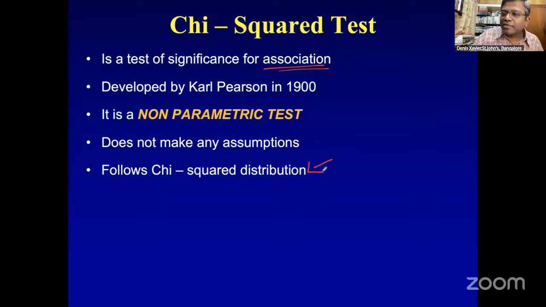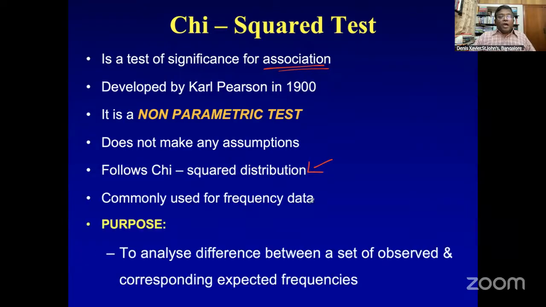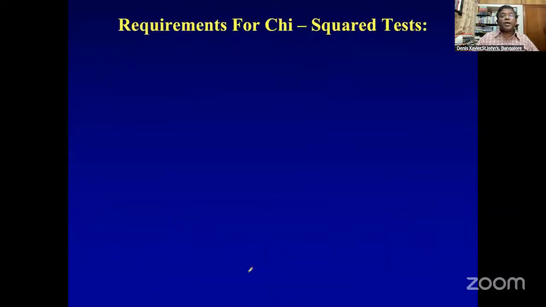In the old days, when I did my statistics for the first time in the 1990s, we were still using distribution table books, and we were doing it. So what is the chi-square test for? To analyze the difference between a set of observed and expected frequencies. So let's understand what is observed and what is expected.